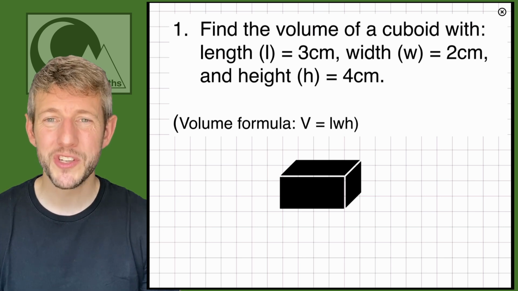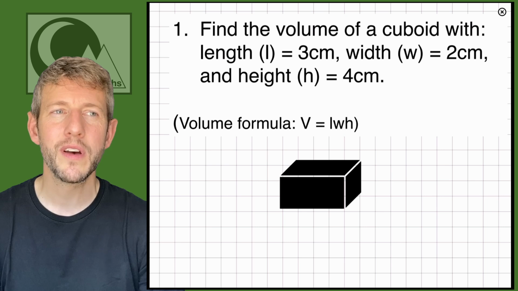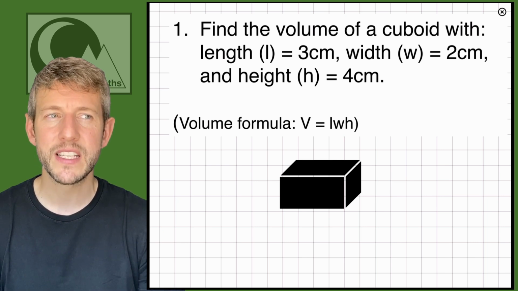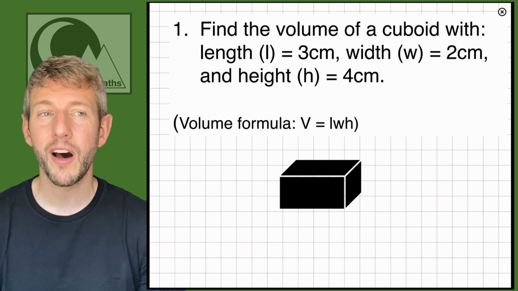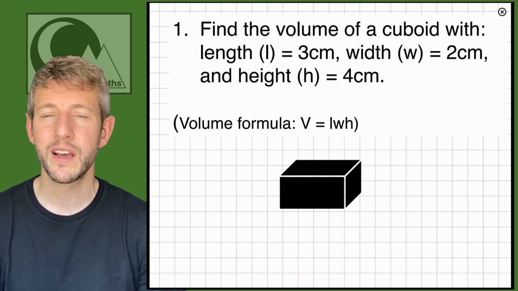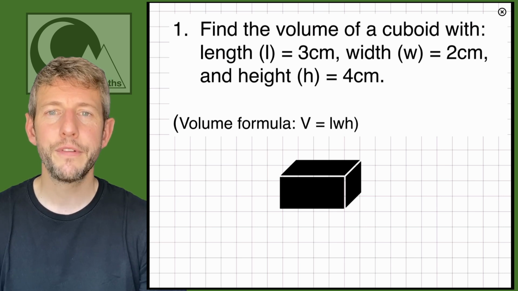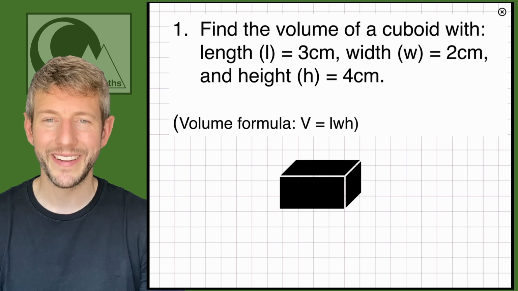Okay, so here we have question 1. I've started nice and easy. It says, find the volume of a cuboid with length, which I've said L in brackets there, equals 3 centimetres, width equals 2 centimetres, and height equals 4 centimetres. So I've got the volume formula at the bottom, which says V for volume equals LWH.